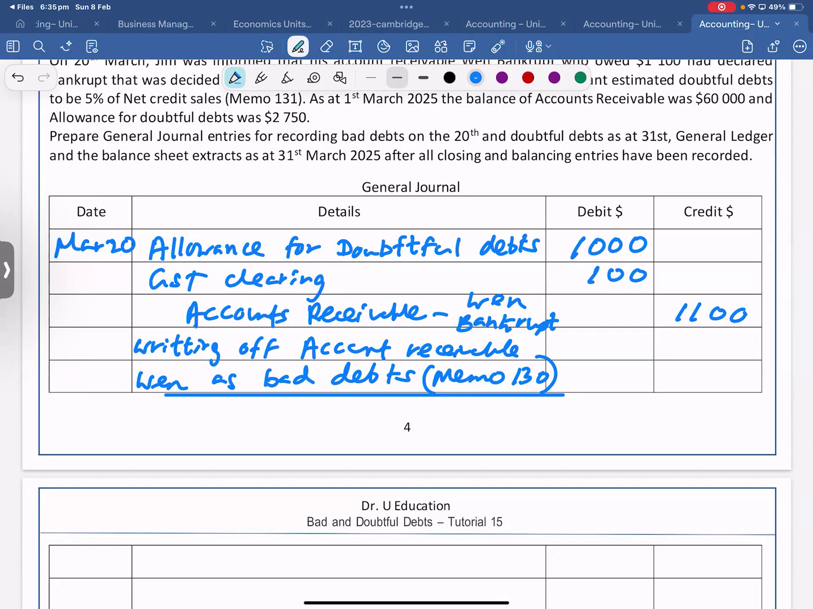Any questions with this? Now, shall we record this one in the ledger account, guys? Writing off means we are basically removing the accounts receivable. But we still haven't done the allowance for doubtful debts for this period. This period we are doing on the 31st, the last day. Don't worry, we haven't been there.